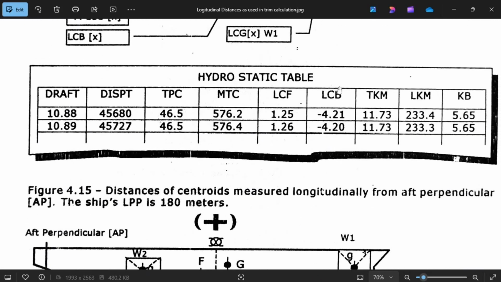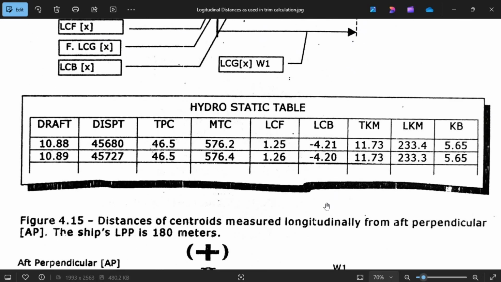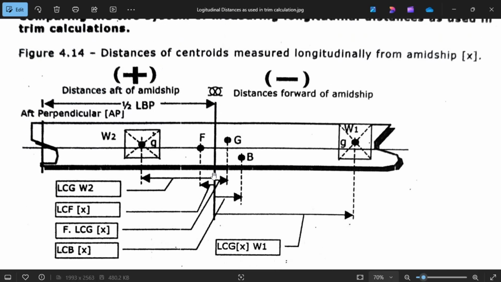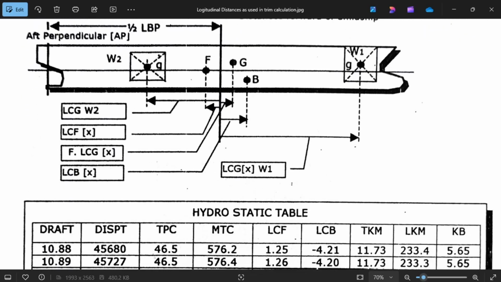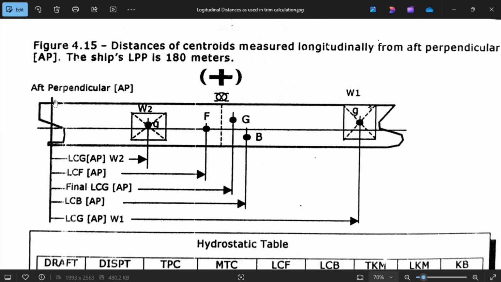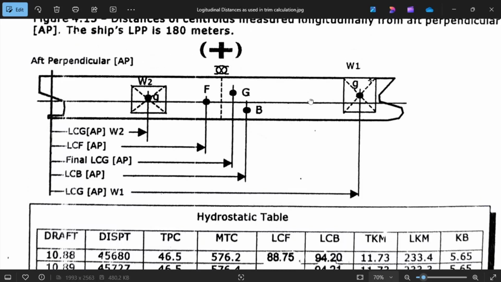Now, unlike when the measurement is from midship, then you have a negative sign and a positive sign, which is what you see in the hydrostatic table, where LCB is negative here because you are on the forward part of the vessel from midship. The point of reference in measurement is from the center, or from midship. On the other hand, the point of reference of measurement is from the aft perpendicular. Okay, just take note of this, guys, so you will never get confused.